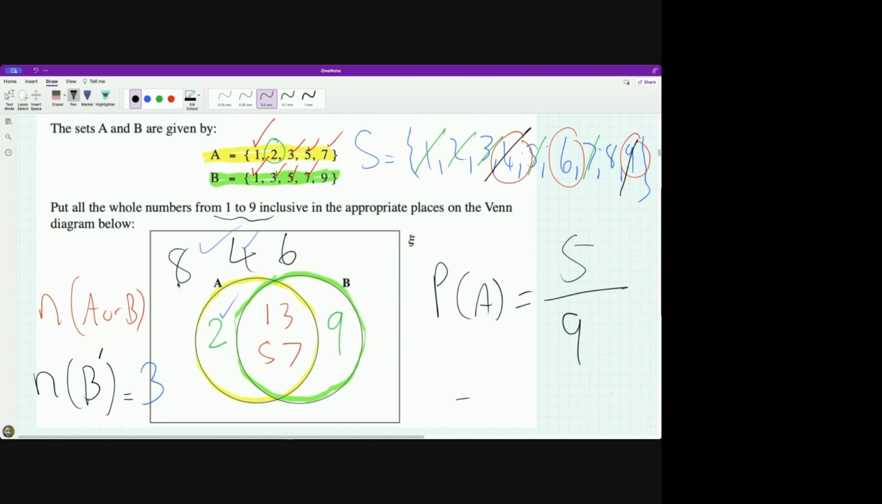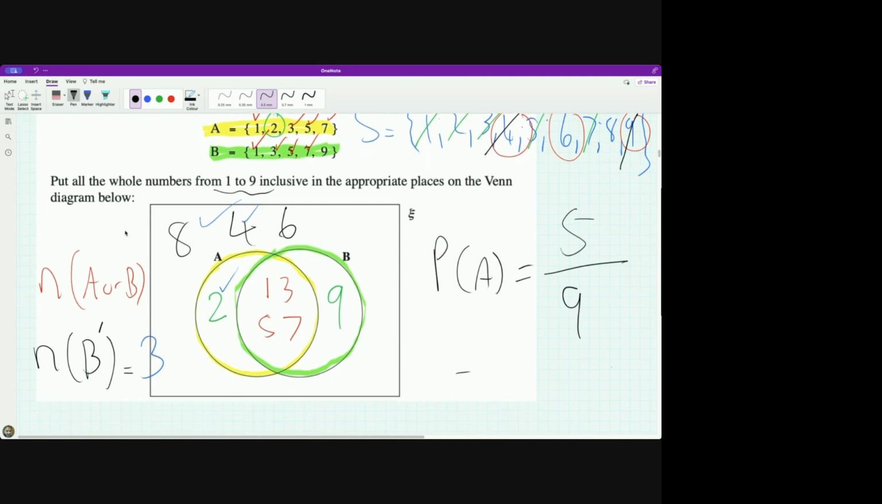Give me a score out of 10 for how you are feeling about Venn diagrams and the basic notation. Pop your score in the chat.